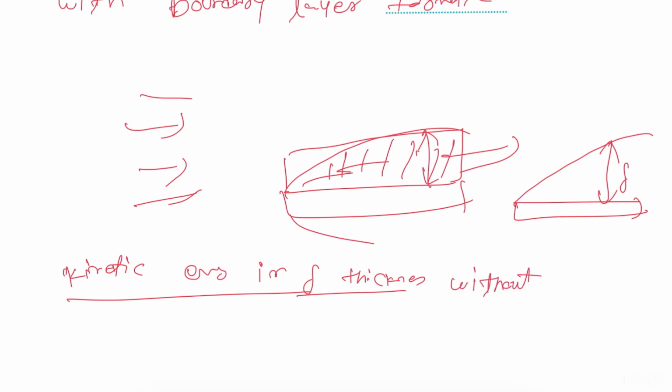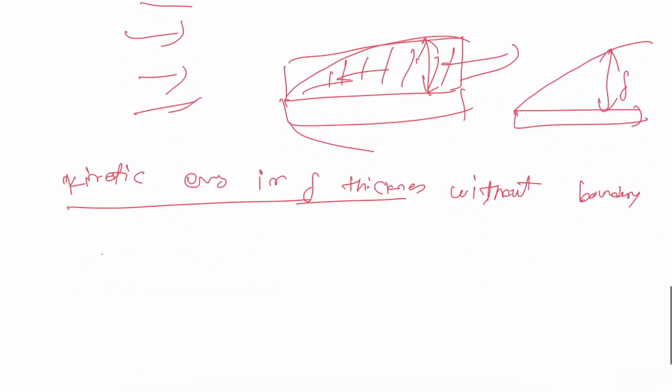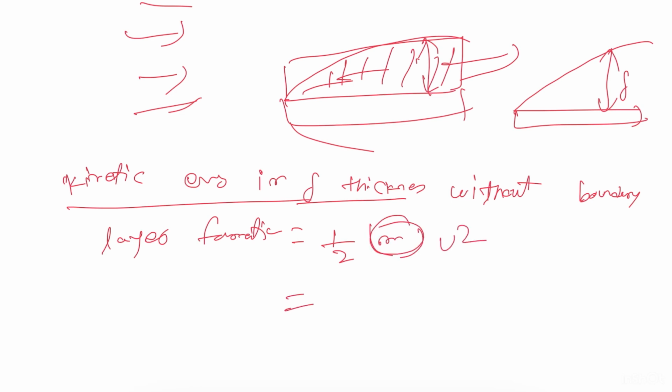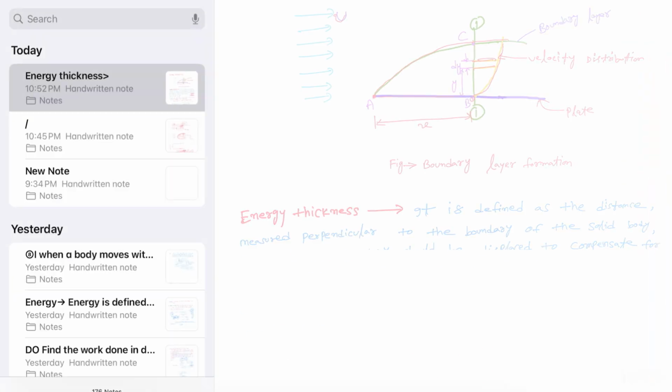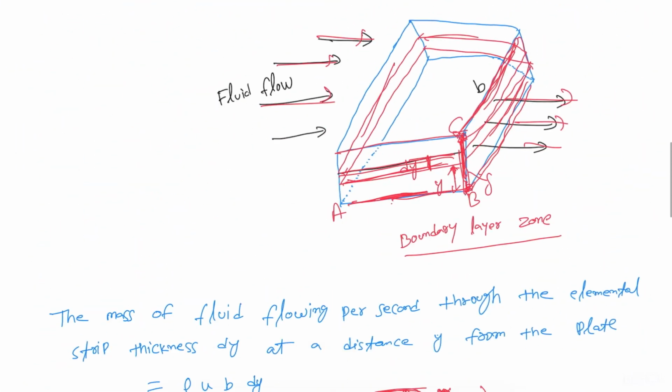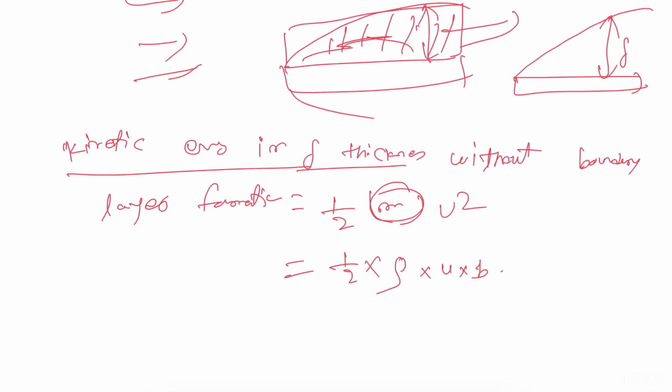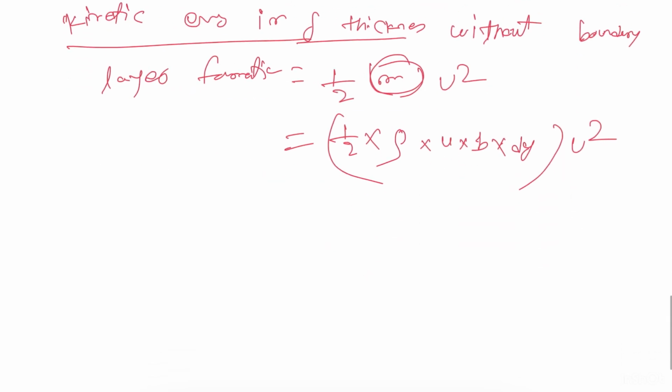without boundary layer formation, the kinetic energy will be half m u square: mass of fluid, half into density of fluid, into fluid velocity inside the boundary, breadth of the boundary, and thickness of this elemental strip, into u square.